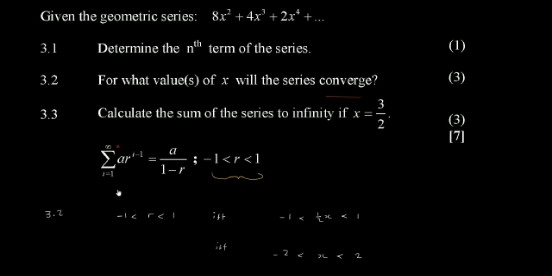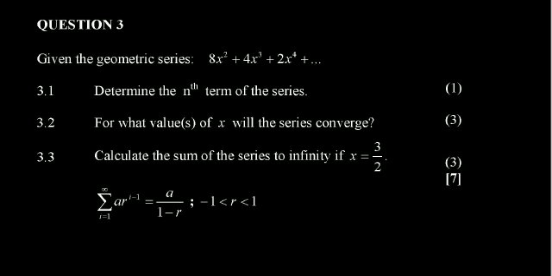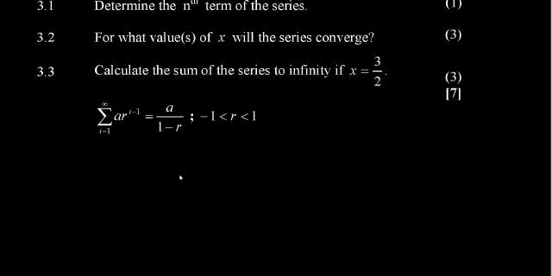That concludes 3.2. To answer question 3.3 effectively, recall that question 3.2 has already guaranteed that this value of x is acceptable, since 3/2 does indeed lie in this interval, which is the accepted interval for x. So this question literally comes down to substitution in the infinite summation formula for the geometric series, where, as you recall, the value of a is 8x squared, the value of r is 1/2 x.